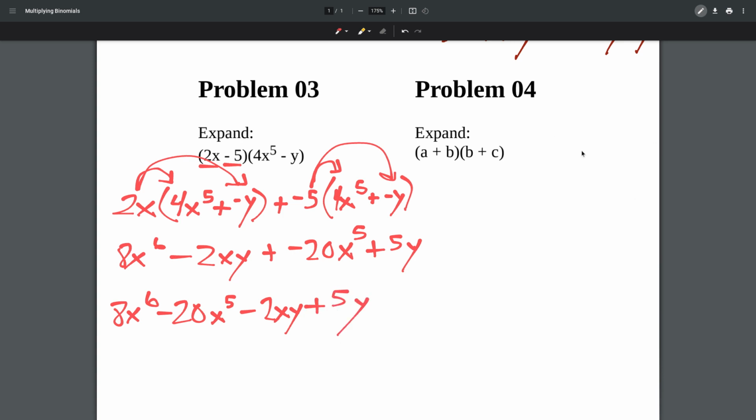Okay, so for the last one, I'm going to do my favorite method of all, which is the Punnett Square method. I really like this one. A lot of students that I have like this one. It can be adapted to multiplying multiple binomials together, and it's a cool little method.